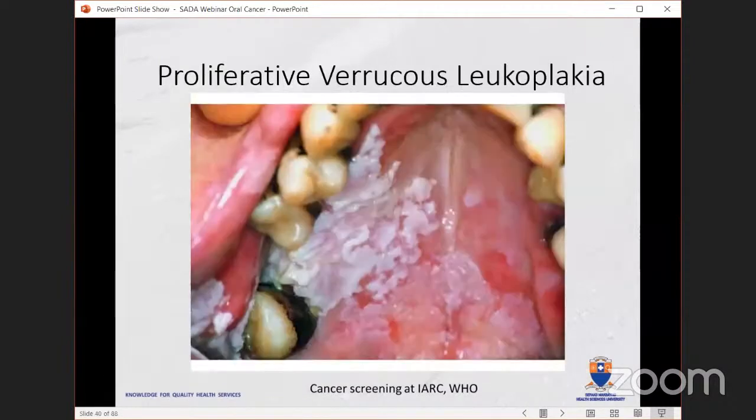There's also this condition, proliferative verrucous leukoplakia. And this is a destructive form of oral leukoplakia that clinically presents as multiple slowly spreading white lesions with a high reappearance rate and a high probability of malignant transformation. Multiple published case series on proliferative verrucous leukoplakia indicate a high rate of malignant transformation. And in this case, the gingiva and the palate are the most commonly affected sites.